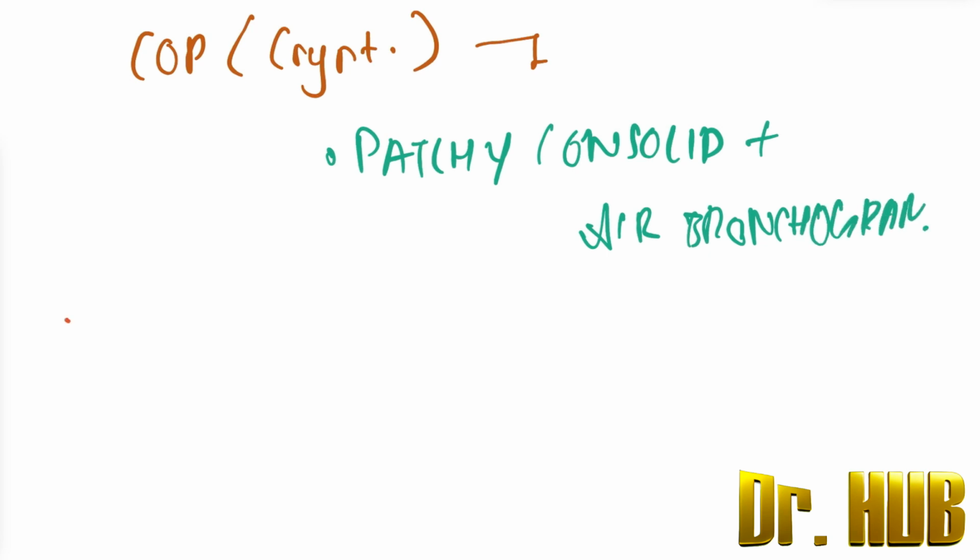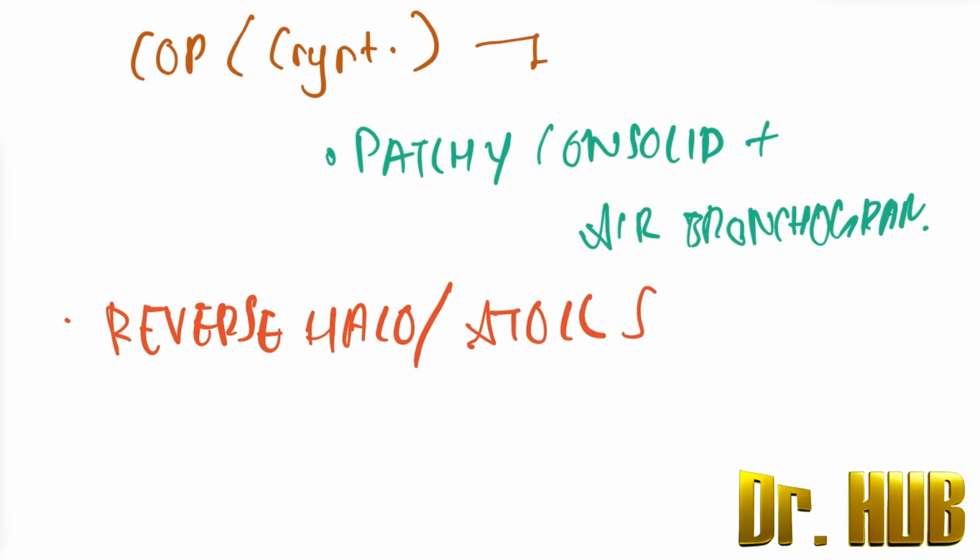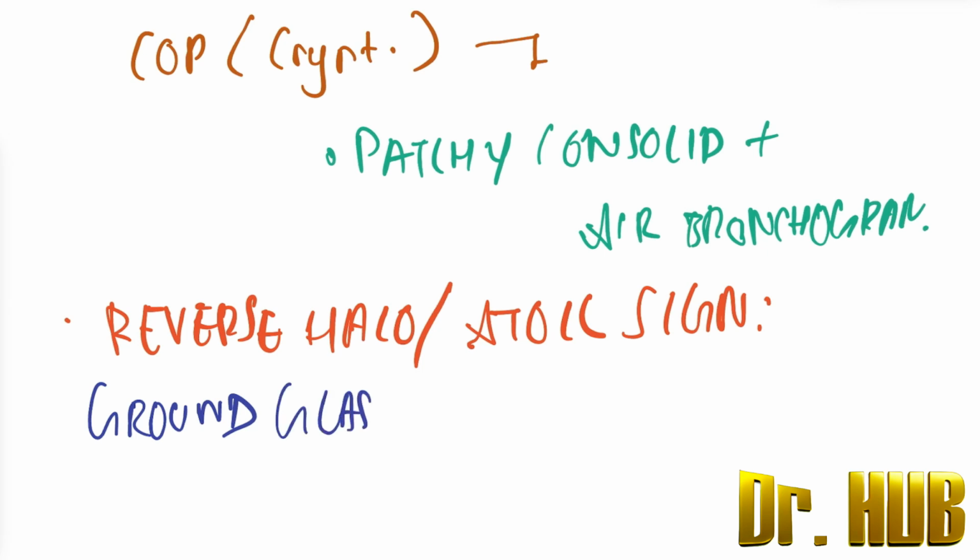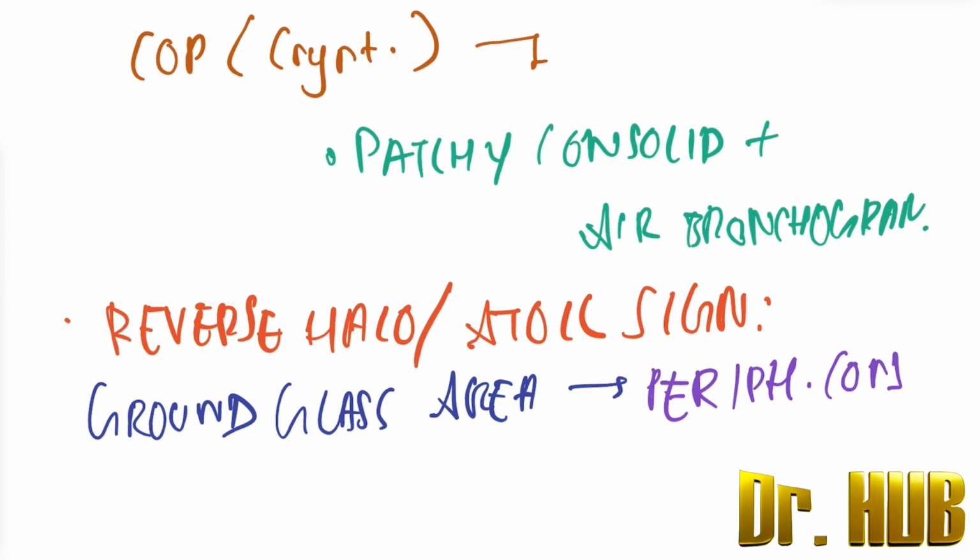Next is the reverse halo, also known as the atoll sign. In the reverse halo or atoll sign, there is a ground glass area surrounded by a peripheral consolidation. So this is seen with COP, the reverse halo sign.